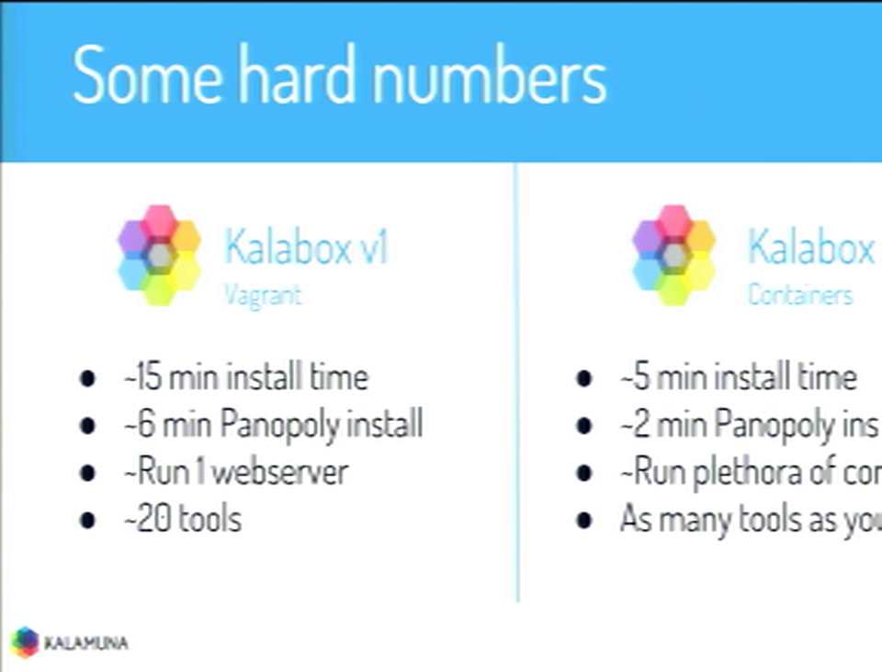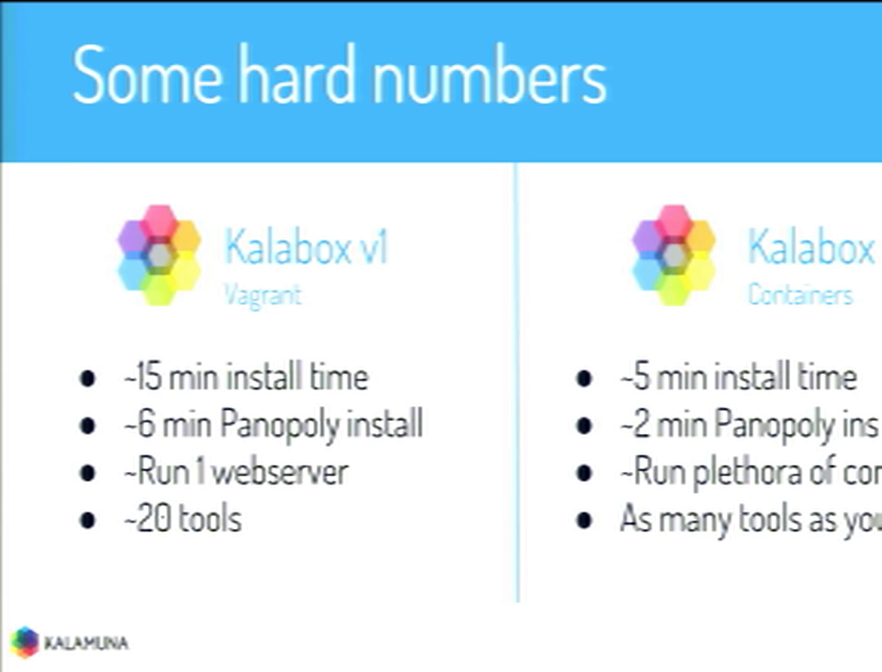So just to go back to hard numbers, Kalabox V1, which was Vagrant-based, took about 15 minutes to install. And that's basically from I have nothing on my computer to I have a Drupal website. V2 with containers and some other things, we're able to cut that down to 5 minutes. That's downloading the actual CLI, running the installation, and then spinning up an app. To compare performance, with V1 and Vagrant, we were using NFS for file sharing. If you know anything about NFS and file sharing and Drupal, it's not exactly the funnest thing in the world. And that actually really slows down the web server performance quite a bit.